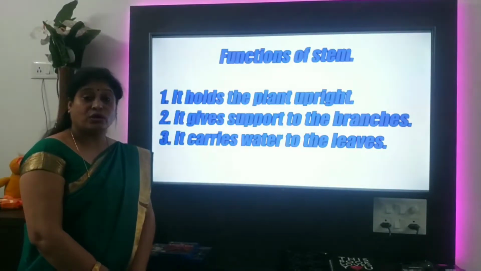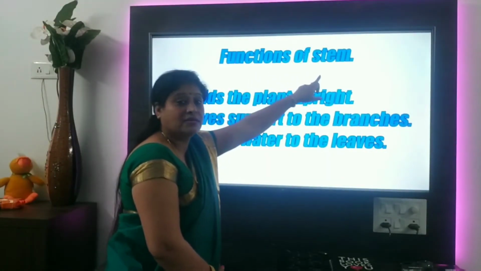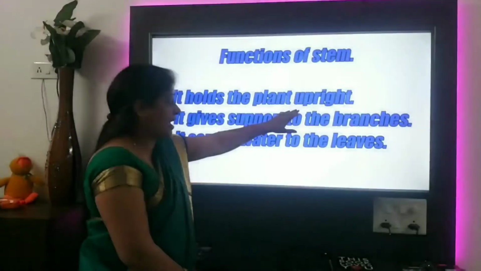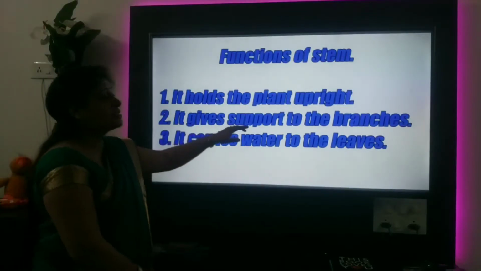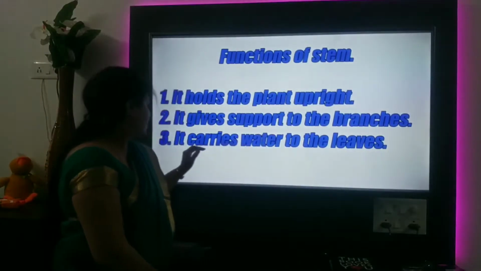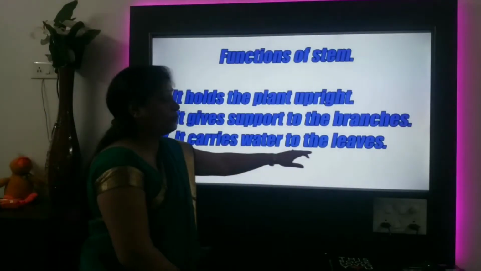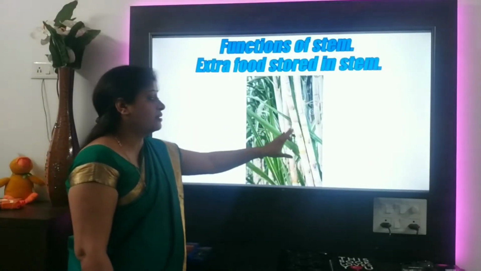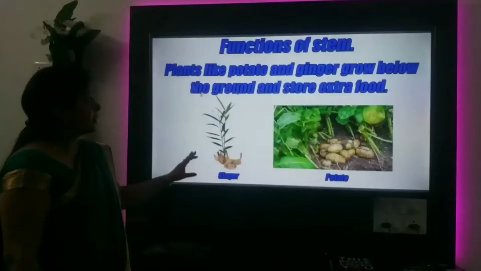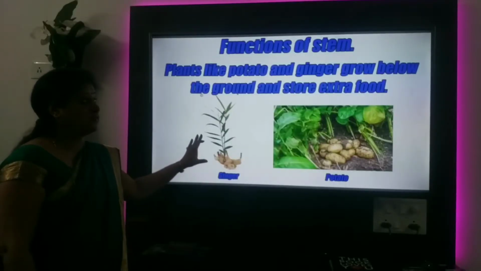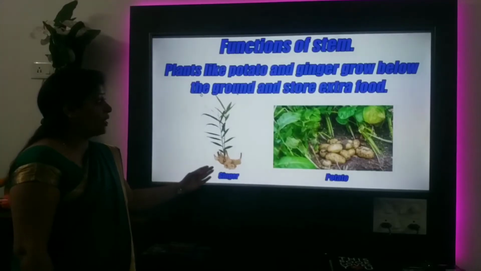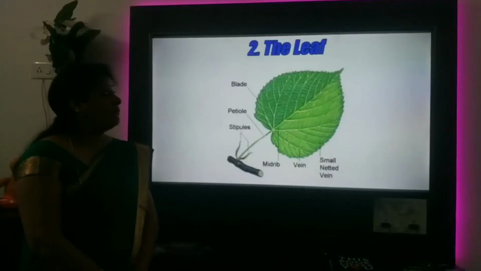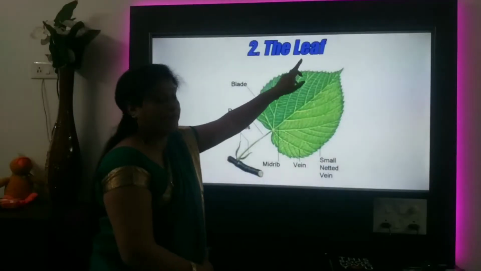Now, we are going to learn about functions of the stem. It holds the plant upright. It gives support to the branches. It carries water to the leaves. Some plants store extra food in the stem like sugarcane. Plants like potato and ginger grow below the ground and store extra food in the stem. Now we'll learn about the leaf.